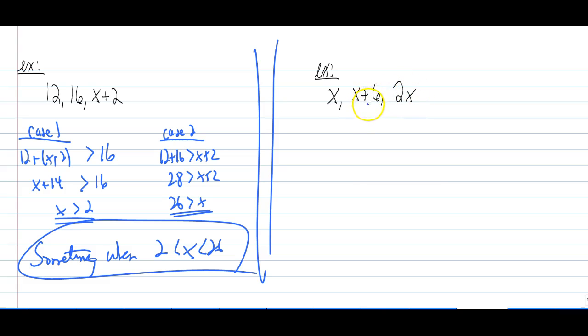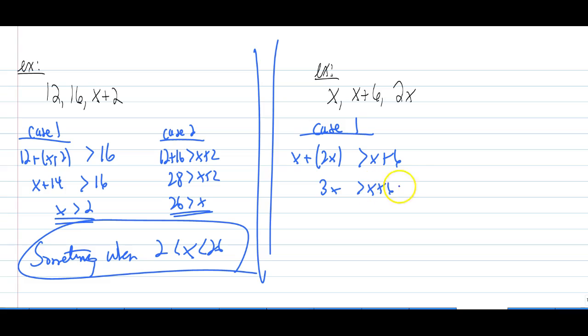If I plug in x equals 1, this is 7, that's only 2. If I plug in a bigger value of x like 20, this comes out to 26, this comes out to 40. So we are going to have two cases this time. What if x plus 6 is the biggest? So we're going to take x plus 2x. When is that greater than x plus 6?